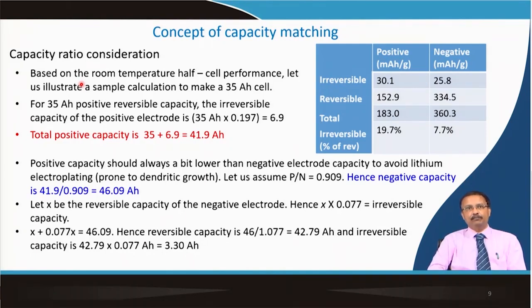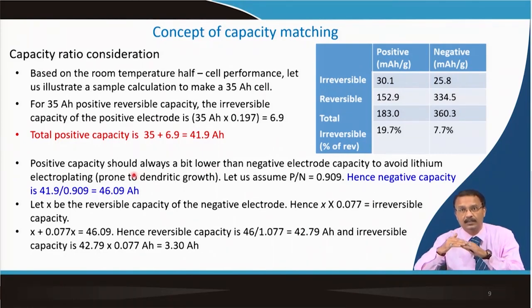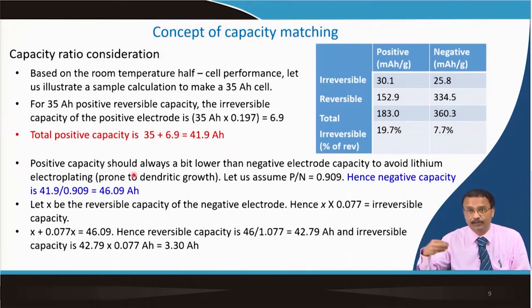Let us illustrate a sample calculation to make a 35 ampere hour cell. So, that is the kind of capacity this cell is having. For 35 ampere hour positive reversible capacity, the irreversible capacity of the electrode is multiplied by 19.7%. So, about 6.9 ampere hour is lost as irreversible capacity. So, the total positive capacity that you initially want is 35 plus 6.9, and the same thing is true for the negative electrode material. Here, you know, the positive electrode we keep at a little bit lower capacity. Why? Because the source of lithium is the positive electrode.